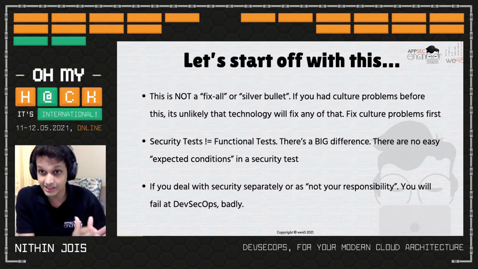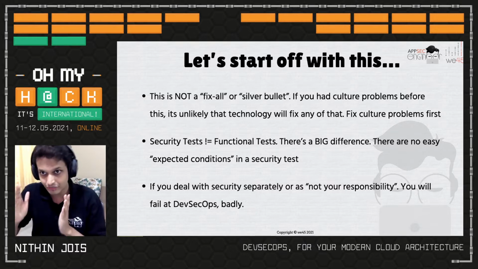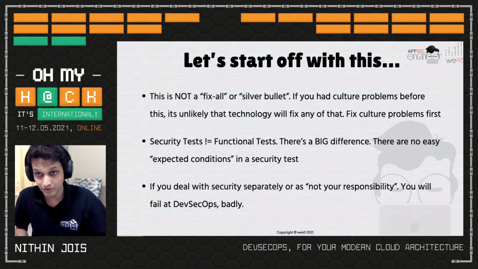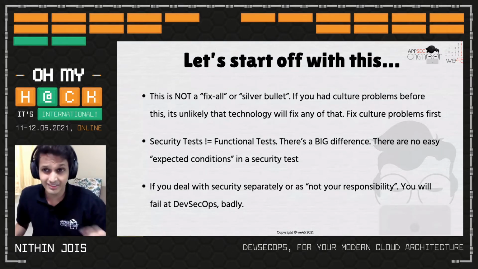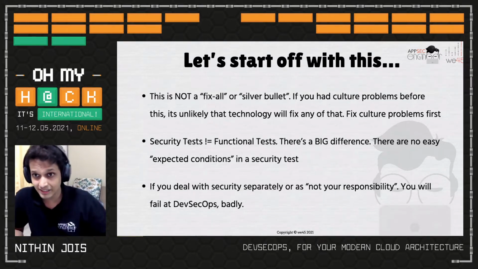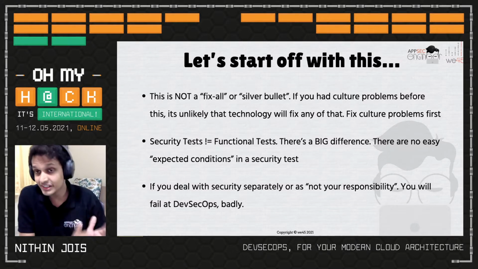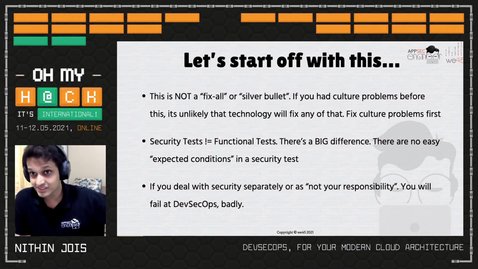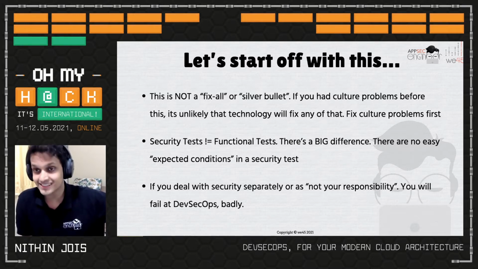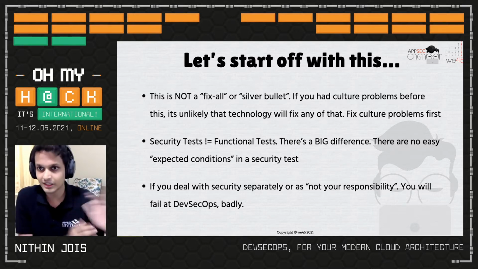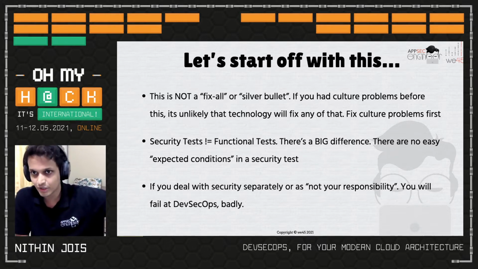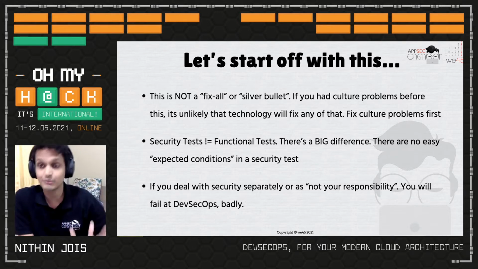And security tests are not the same as functional tests. In functional tests, you have clearly set expected conditions. Security tests are not the same, right? There are going to be hundreds to thousands of potential attack vectors, and it's really going to be hard to find out, hey, does something like SSRF actually exist in my application? Or does something like IDOR, insecure direct object reference, actually exist in my application?